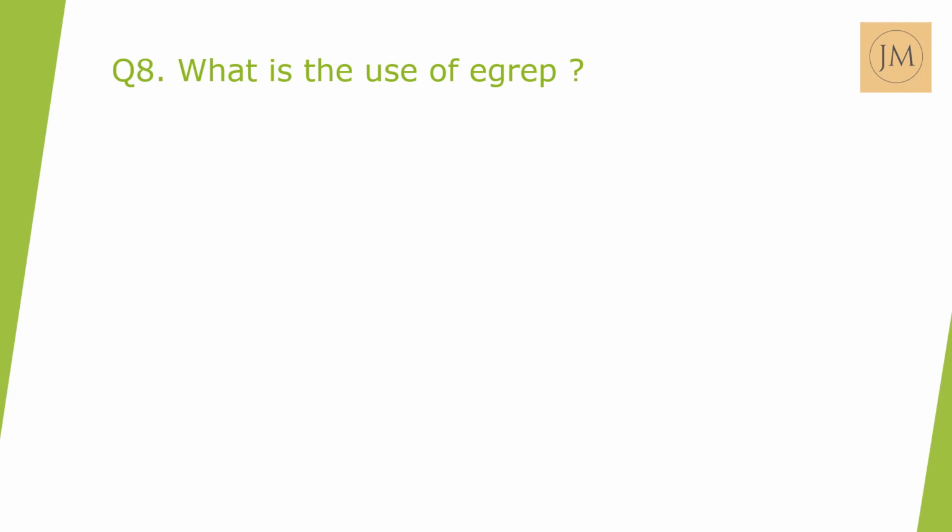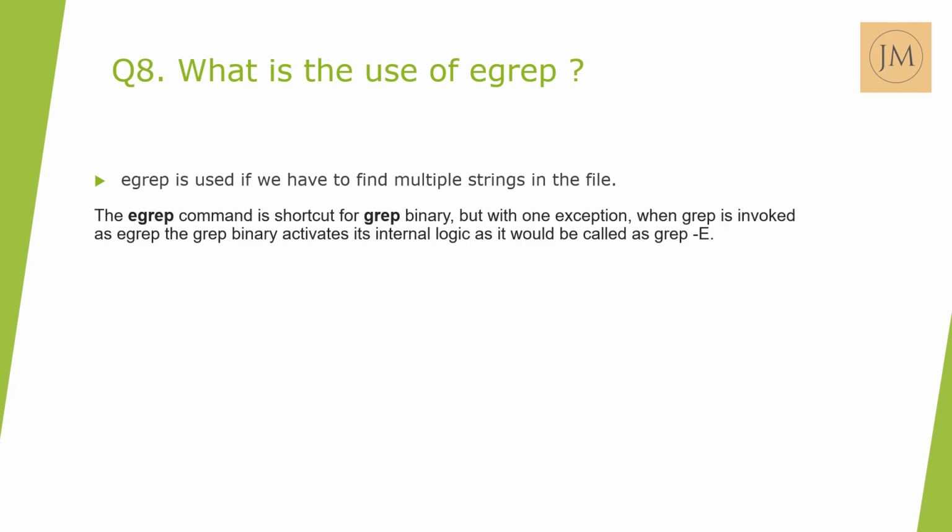Now the next question, what is the use of egrep, right? So egrep is used if we have to find multiple strings in the file. So it is nothing but grep and hyphen e, right? So the egrep command is shortcut for grep binary, but with one exception. When grep is invoked as egrep, the grep binary activates its internal logic as it would be called as grep hyphen e.